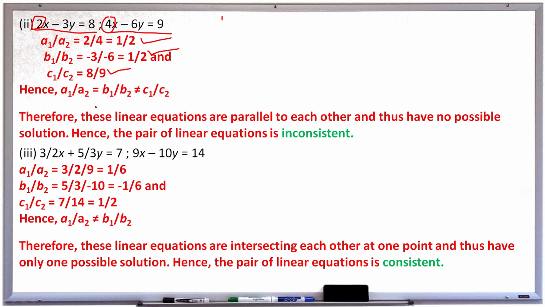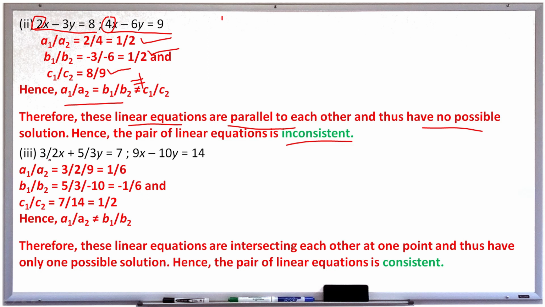That is not equal to b1/b2, but the first two are equal, whereas b1/b2 is not equal to c1/c2. So these linear equations are parallel to each other and have no possible solution, hence the pair of linear equations is inconsistent.